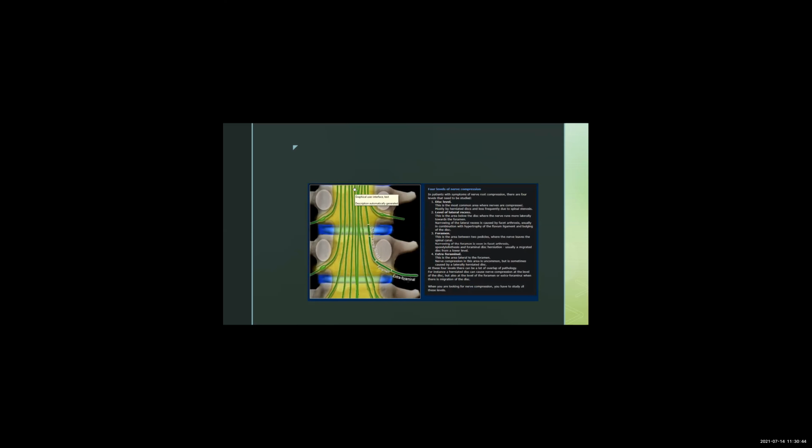So here's a coronal way of looking at it. All these little green things are the nerves coming out. Here's your spine, here's the disc, and here the nerve is coming out.